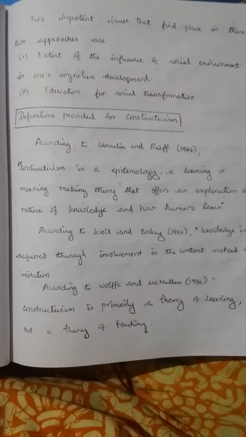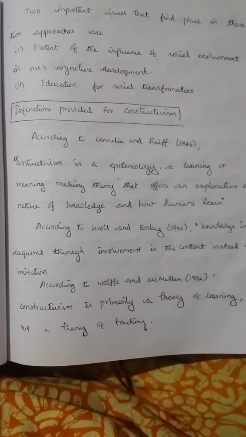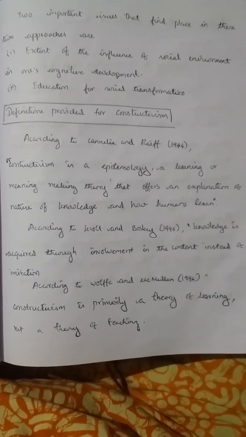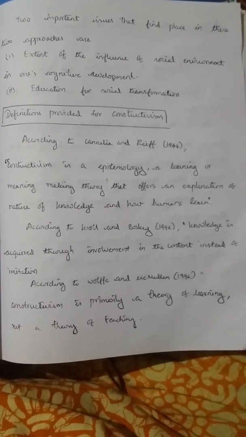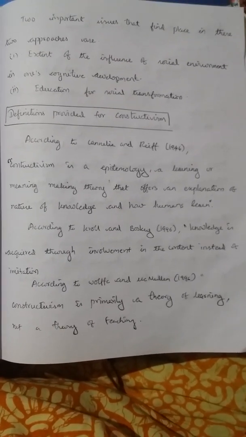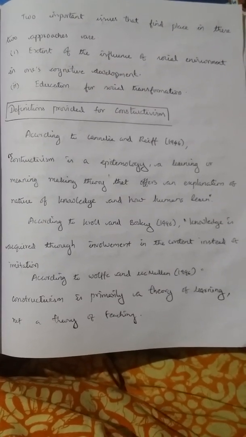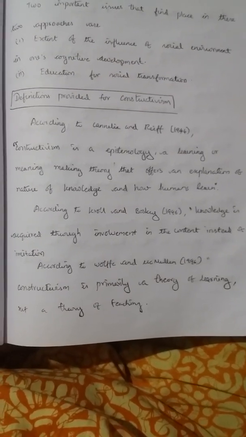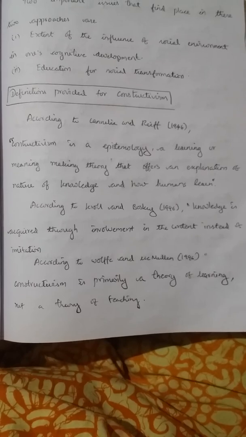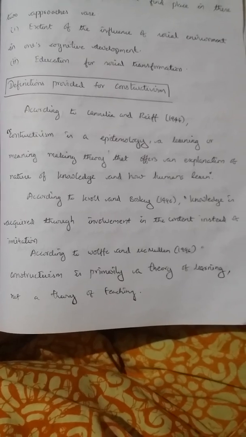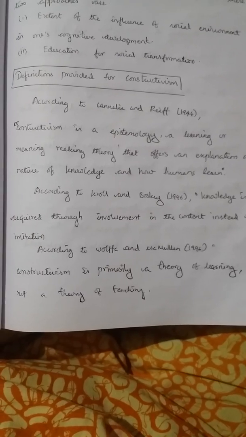And next, we are going to see the definitions provided for constructivism. According to Kenelia and Rafe, 1946, constructivism is an epistemology. The meaning of epistemology is nothing but a branch of knowledge, learning, or meaning-making theory that offers an explanation of the nature of knowledge and how humans learn. According to Kroll and Bosky in 1996, knowledge is acquired through involvement in the content instead of imitation or repetition. According to Wolfe and Macmillan in 1996, constructivism is primarily a learning theory and not a theory of teaching.